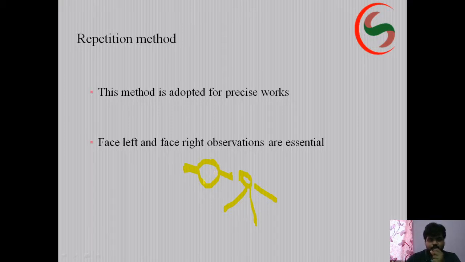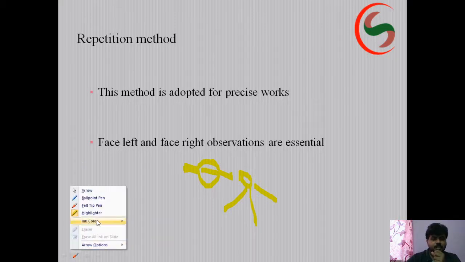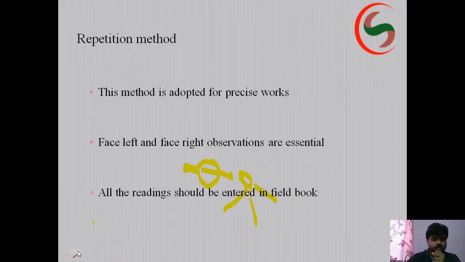If the vertical circle is towards the left side of the observer, then it is called the face left condition. And if the vertical circle is towards the right side of the observer, then it is called what? Face right condition. Face left and face right conditions are this one.